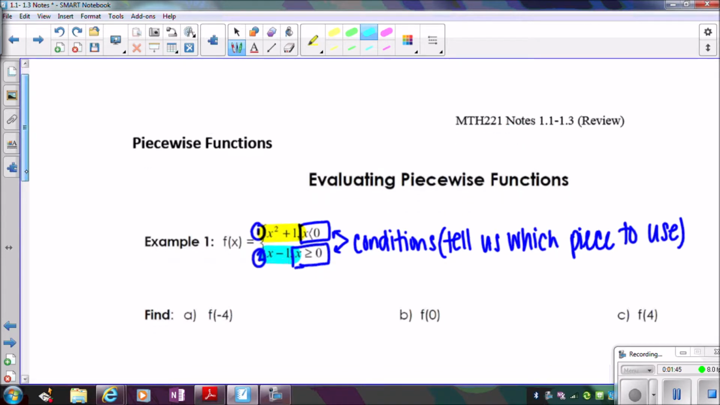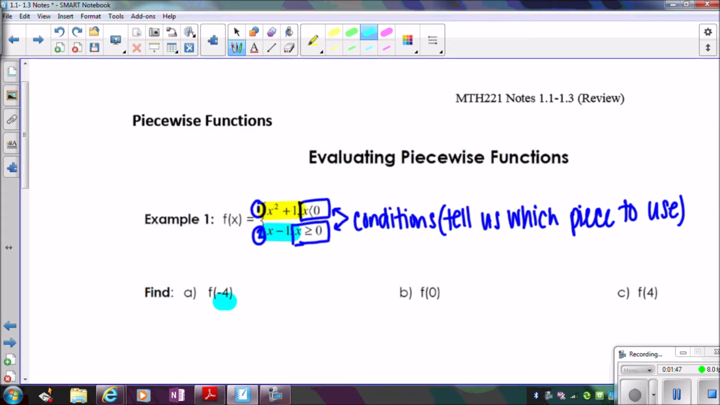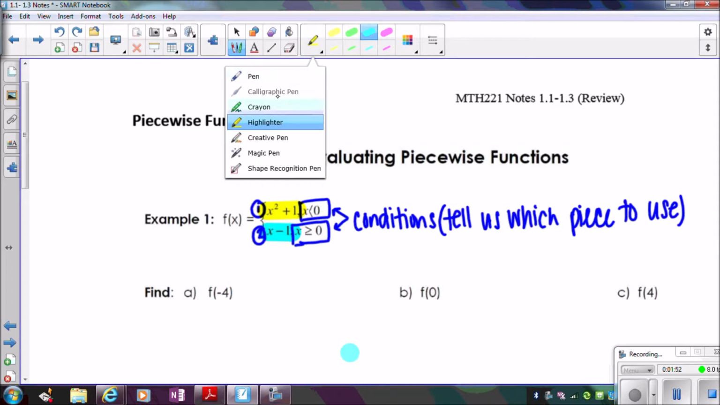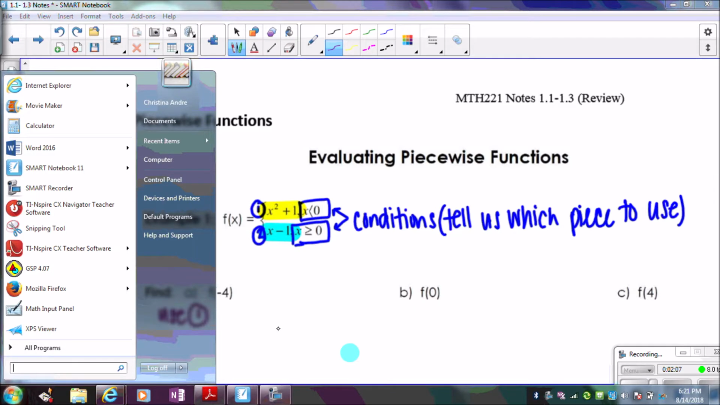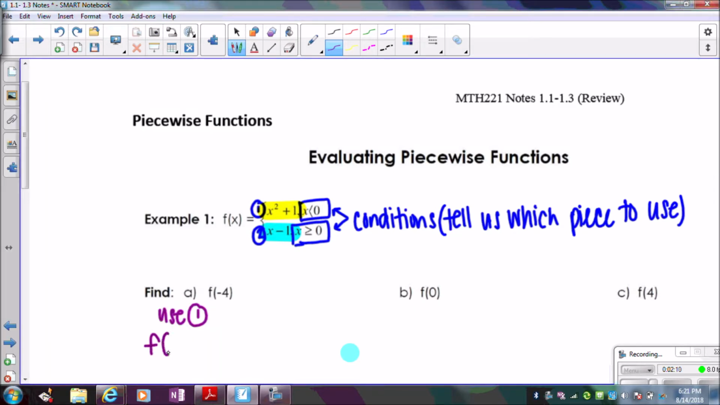So we look at this first example. We look at what's our input. In this case, our input is -4. So we ask ourselves, which category does -4 belong to? Does it belong to less than 0, or greater than or equal to 0? Well, -4 is less than 0, so I'm going to use equation number 1. So when I plug in, I'm going to have f of -4 equals, and I'm plugging into the yellow.